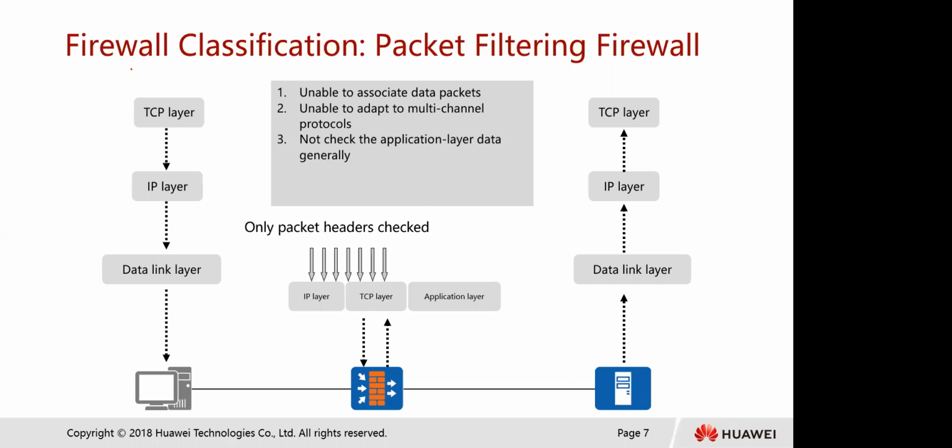So let us look at firewall classification, and classification by packet filtering firewall. We have our packets here, and we're going to send them from our host, host A, to communicate with our server B. As you can see, we have our TCP layer, which is going to go to our IP layer, and which is going to go to our data link layer.